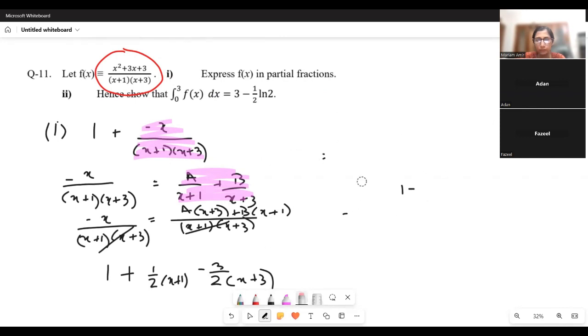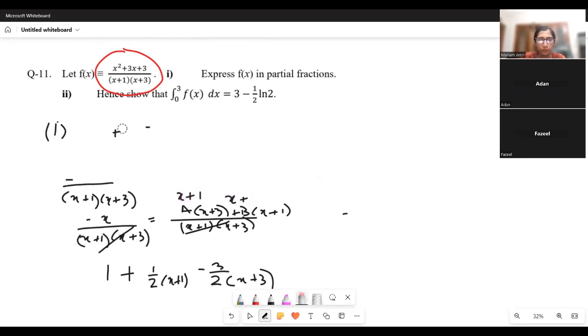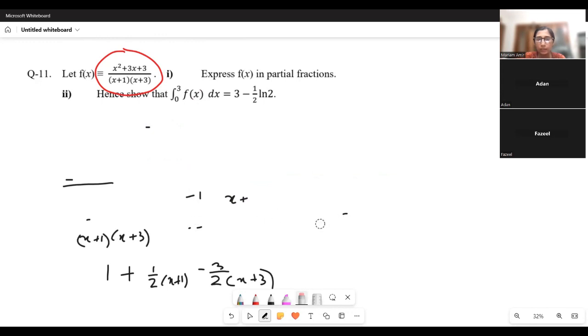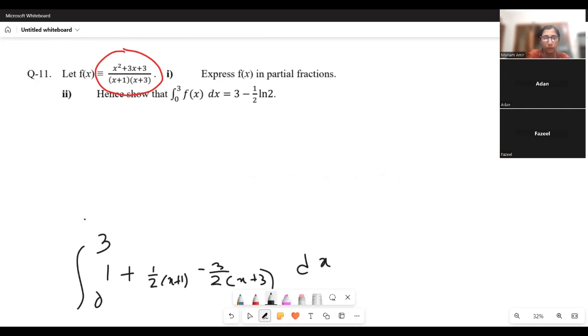So integrate that within the limits 0 to 3 and give that answer in that particular form, 3 minus half ln 2. So integrate करते हैं from 0 to 3 dx. Okay. So 1 की integration is simply x, plus half is just the coefficient. Coefficient stays the same, and then we have 1 upon x plus 1.